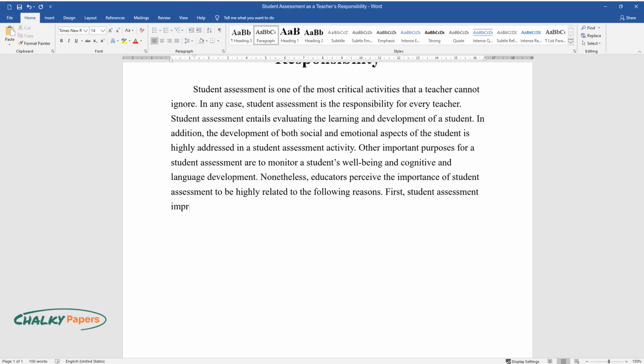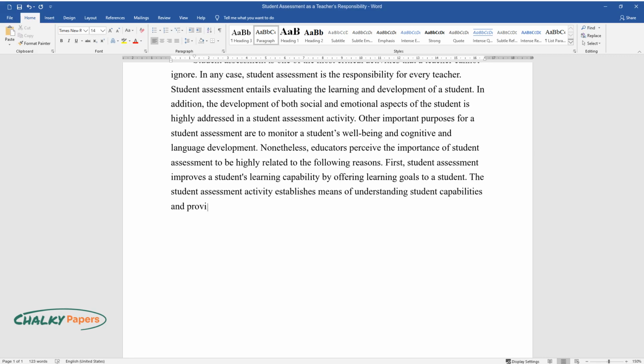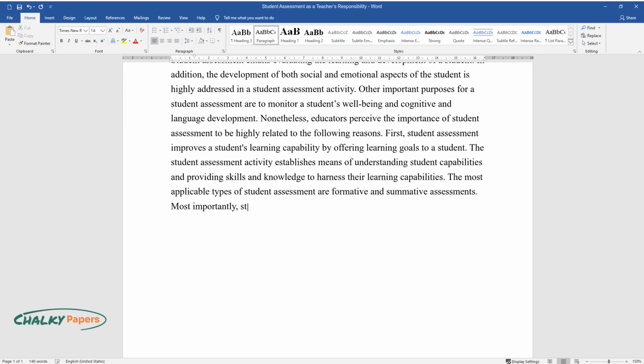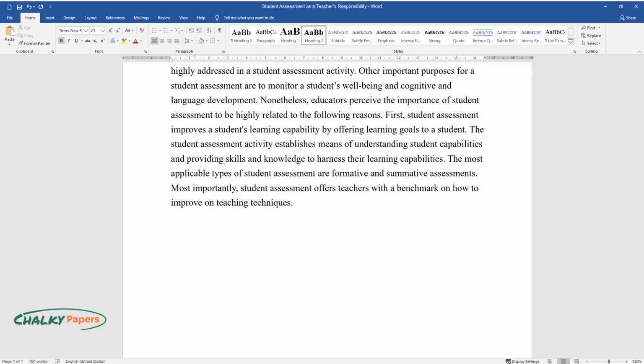First, student assessment improves a student's learning capability by offering learning goals to a student. The student assessment activity establishes means of understanding student capabilities and providing skills and knowledge to harness their learning capabilities. The most applicable types of student assessment are formative and summative assessments. Most importantly, student assessment offers teachers a benchmark on how to improve on teaching techniques.